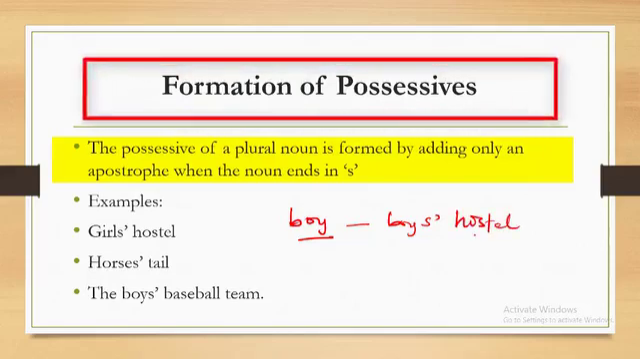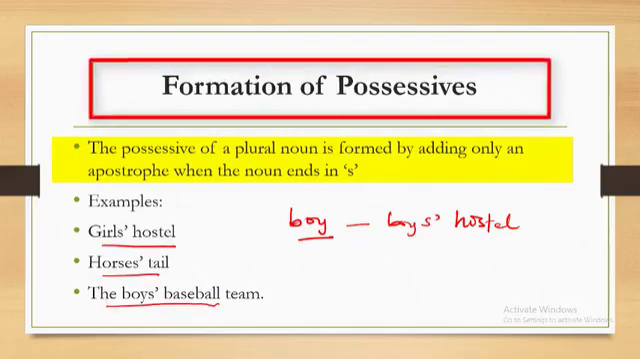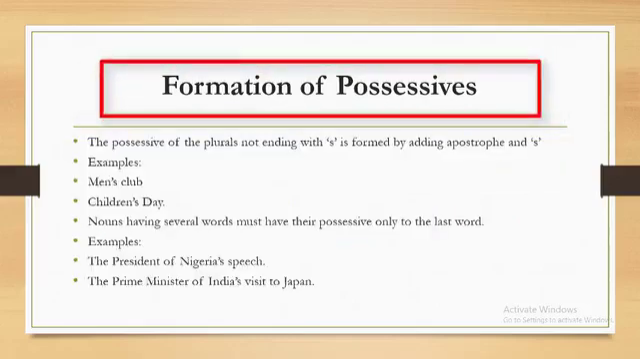Alright, the boys' hostel. Okay, so the same thing applies with girls, horses, you know. So every noun whose plural number ends with an S, all we need to do is introduce just the apostrophe with no S. The apostrophe with no S.